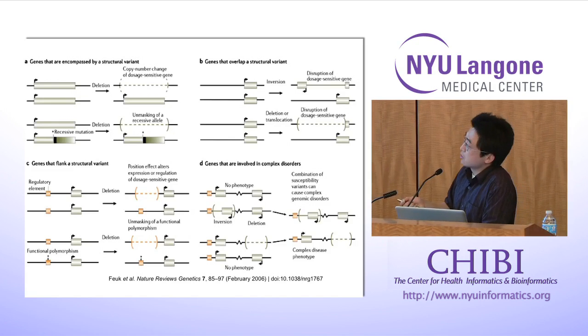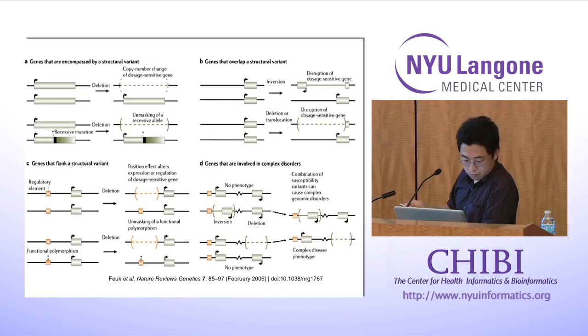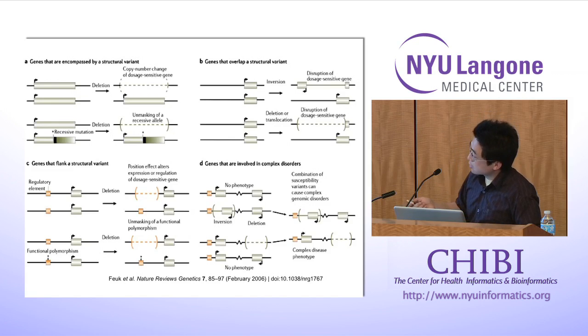And also there is a situation where the copy number deletion will occur in the promoter region, and these regulatory elements get deleted. So the regulation of this gene will be disrupted. So okay, there are also other types of disruption of gene functions.